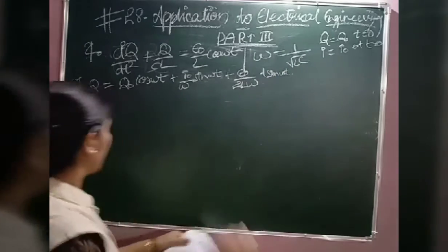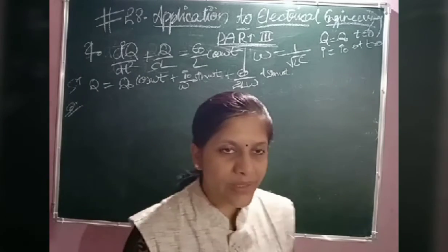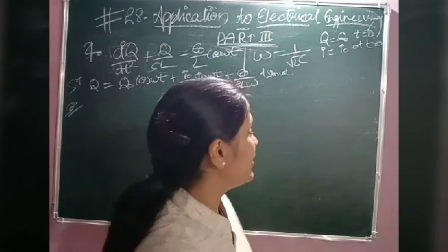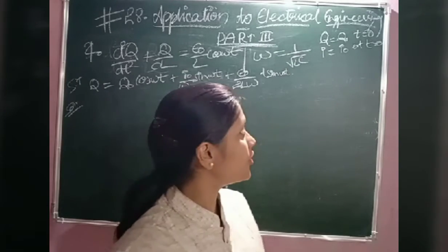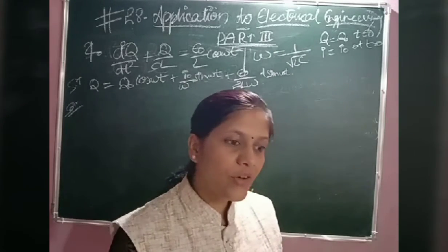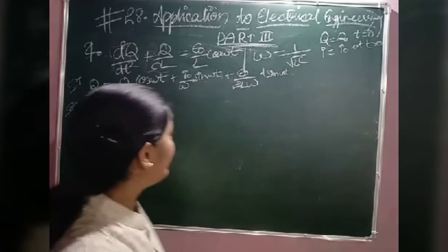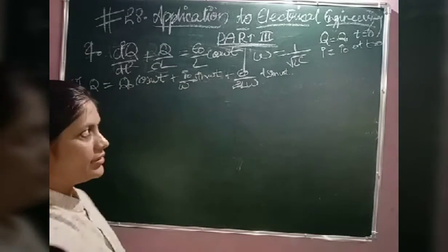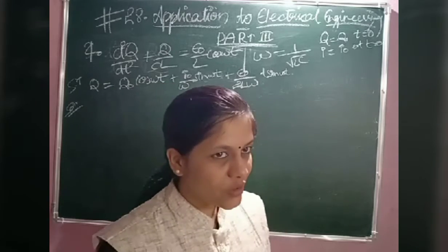So this is our question. In this question, same as the previous one, what is the difference? Omega is 1 by root LC, and the initial conditions have been given: Q is Q₀, I is I₀ at t = 0. And we have to show that Q is nothing but this at any time t. So let us get started solving this.